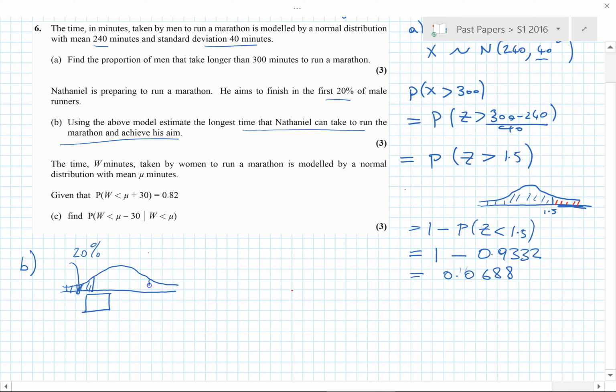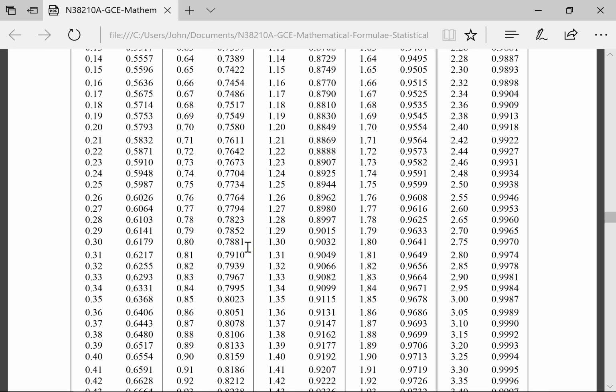By symmetry, I might actually just find what this number is and just know that this is going to be the negative of that. So if we've got 20% here and 20% here, we'll be able to find the appropriate z number and work backwards. So let's just go back to the tables and look for that. Well, I suppose you might look for where 0.8 is on these tables here, and you can see that the z number we want is somewhere between 0.84 and 0.85.